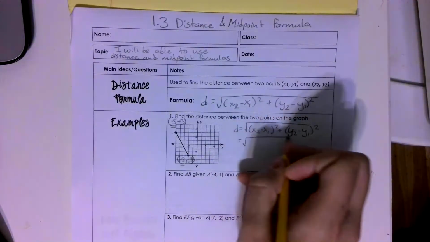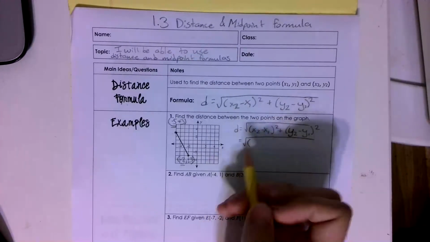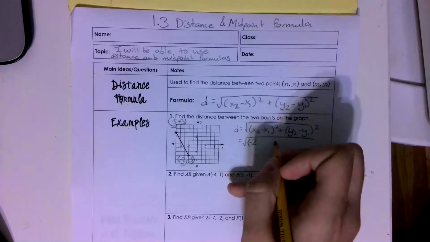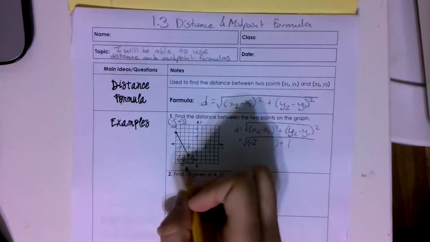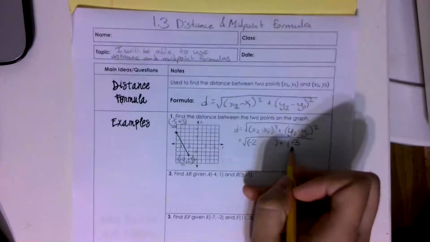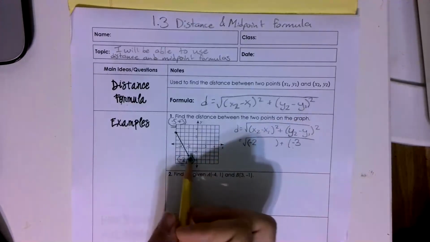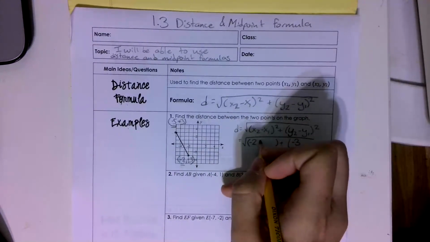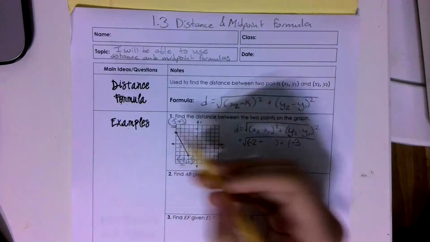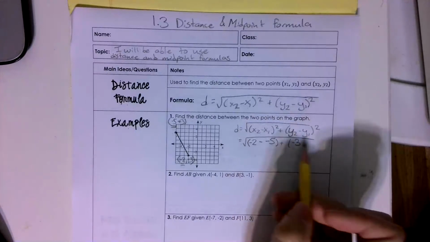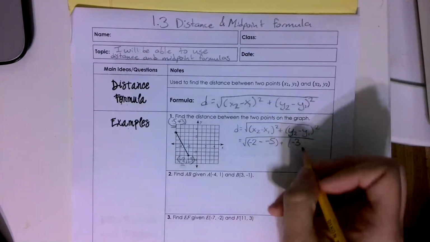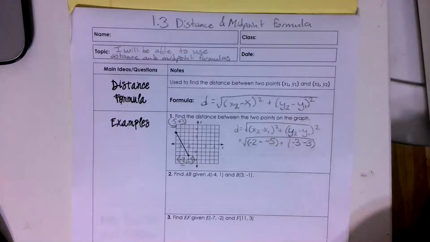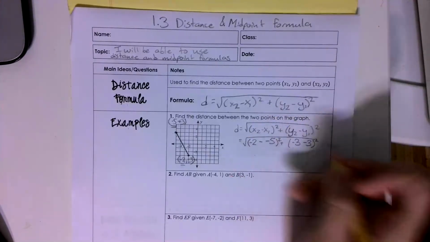So I'm going to do a square root here. My x2, I'm going to have this one be x2. So -2 is going to go here. And then -3 is going to go here for my y. And then I am going to do -2 minus x1, excuse me, minus x1. Well, x1 is -5. And then y1 would be a +3. So -3 minus a +3. And I want to square both of those.